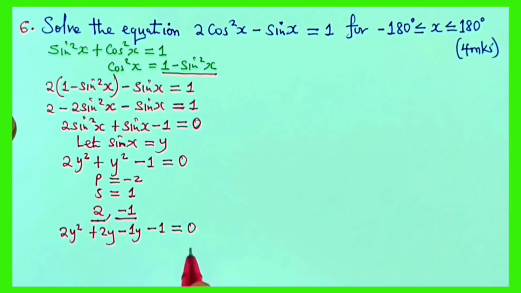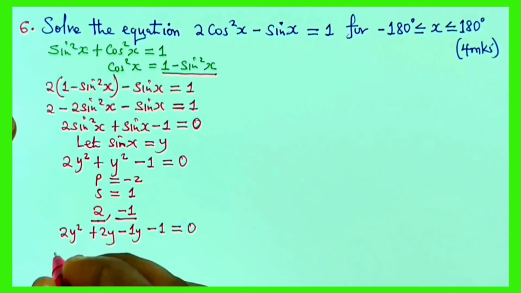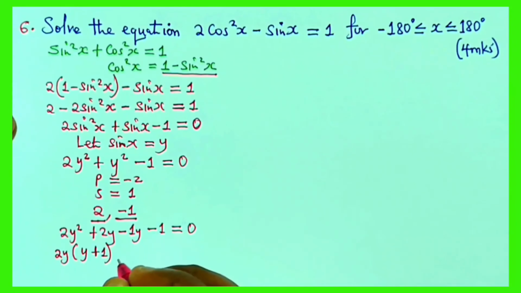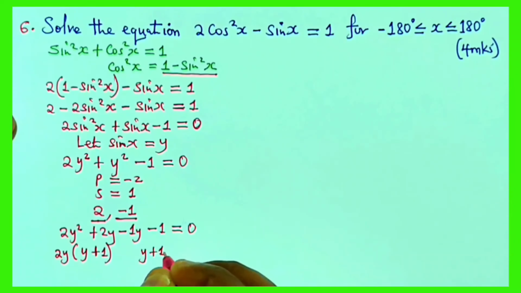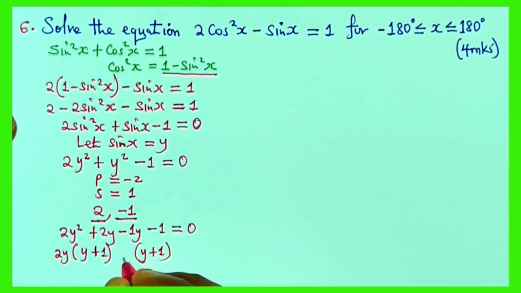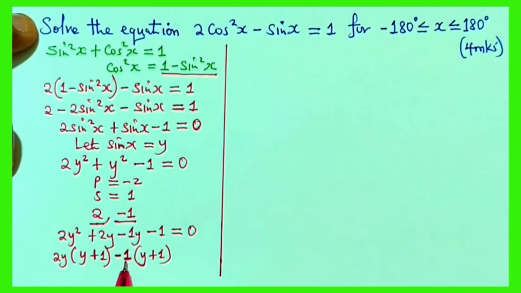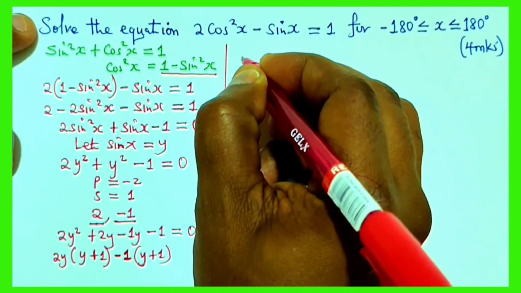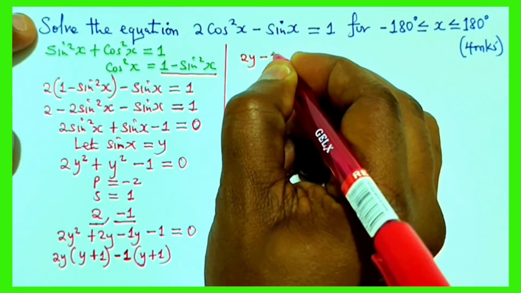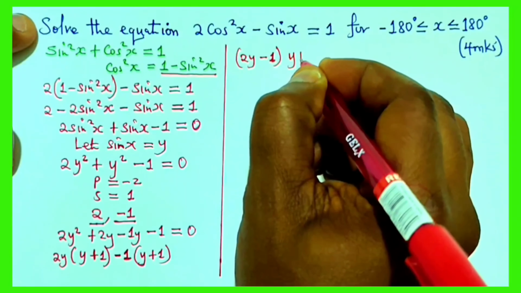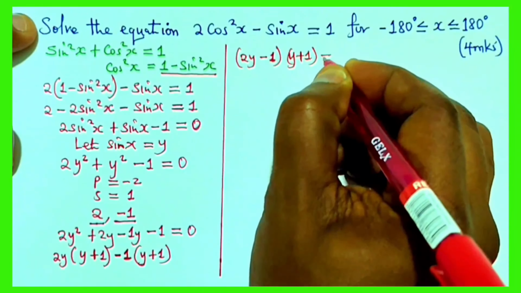Now that we have the 4 terms, we can consider factoring out the first 2 terms. We are going to have 2y into y plus 1, and then you're also going to have y plus 1 here, and therefore the number that is supposed to be here will be negative 1. We consider the factors by considering what is outside the bracket, that is 2y minus 1, and then you consider one of the brackets, which is y plus 1.